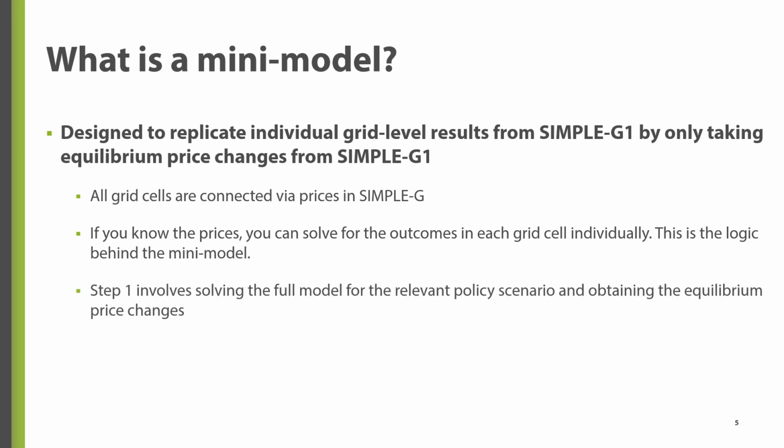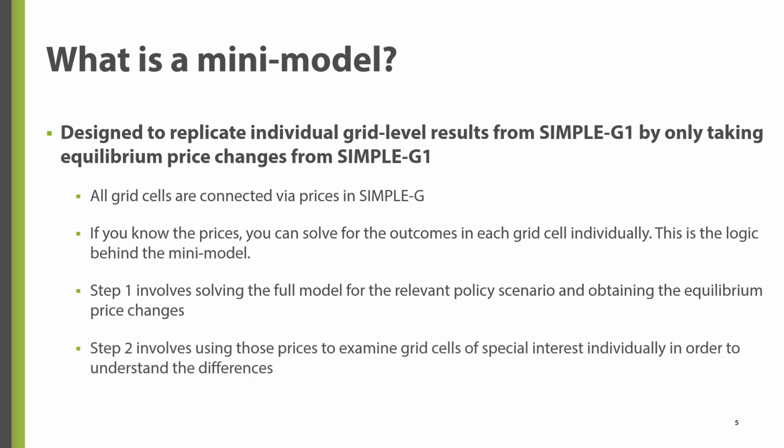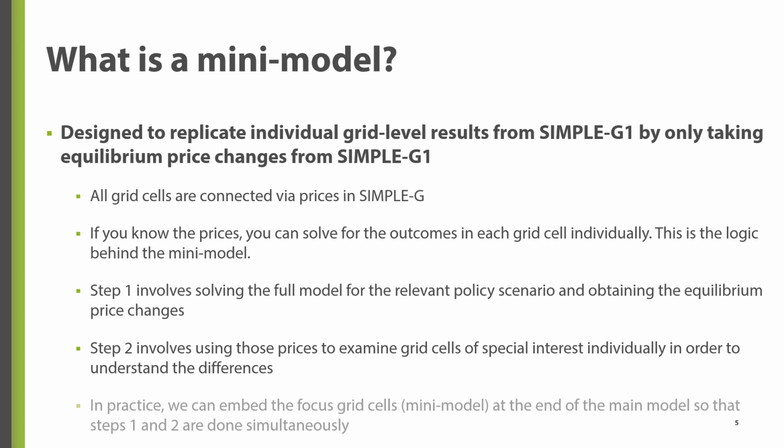Step 1 involves solving the full model for the relevant policy scenario and obtaining the equilibrium price changes. Step 2 involves using those prices to examine grid cells of special interest individually to understand the difference. In practice, we can embed the focus grid cells or mini-model at the end of the main model so that steps 1 and 2 are done simultaneously.